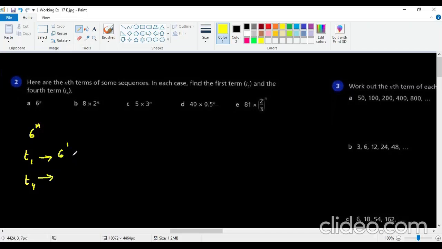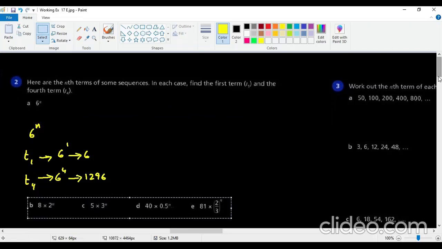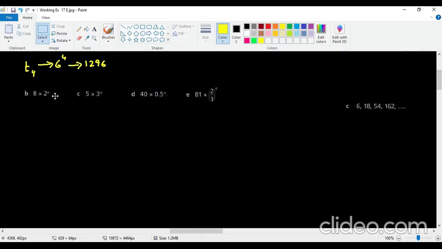That means the first term is 6, and 6 to the power 4 is going to give you 1296. So this is going to be the answer for part A. When it comes to question number B, let's bring these guys a little down here so that we can solve each question in this way.